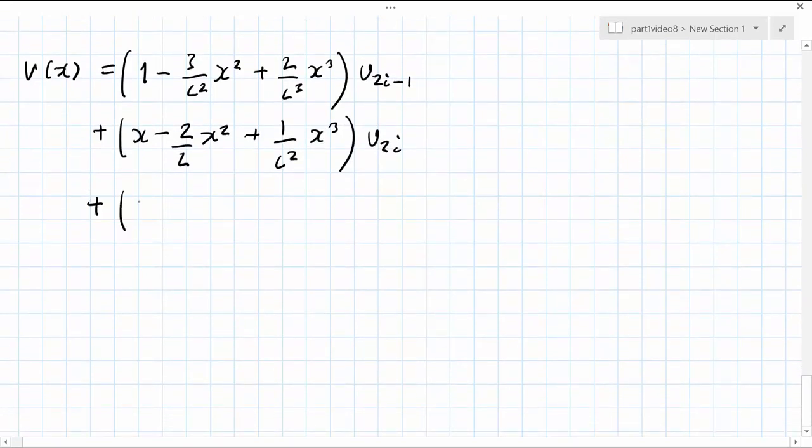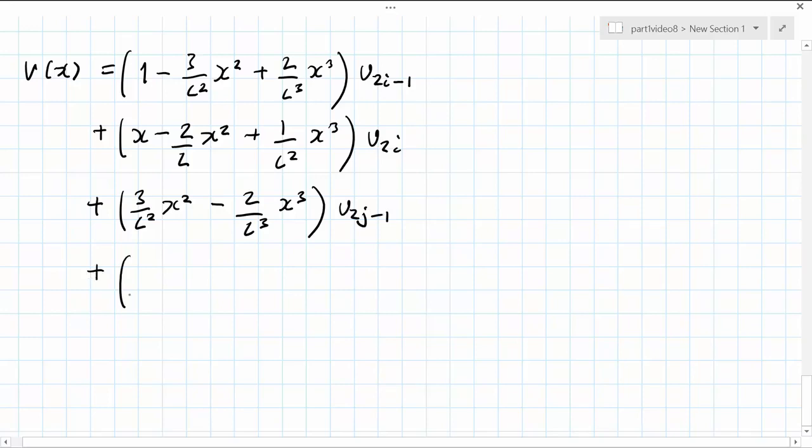plus 3 over L squared times by x squared minus 2 over L cubed times by x cubed times by u2j minus 1 plus 1 over L times by x cubed minus 1 over L times by x squared, and this is times by u2j.